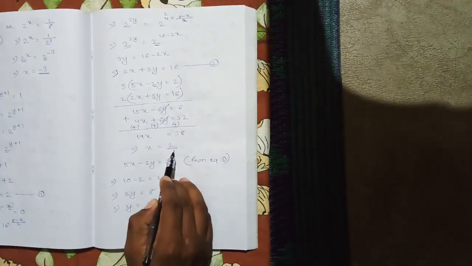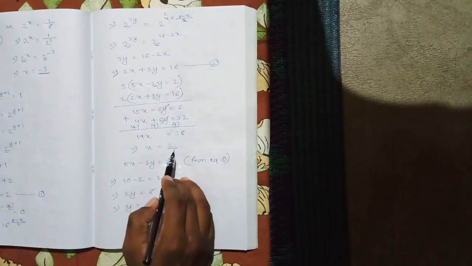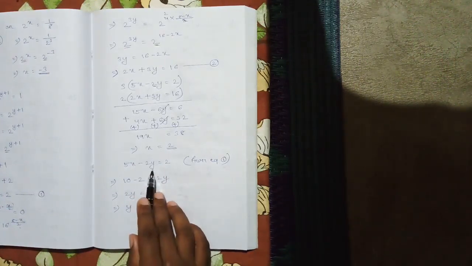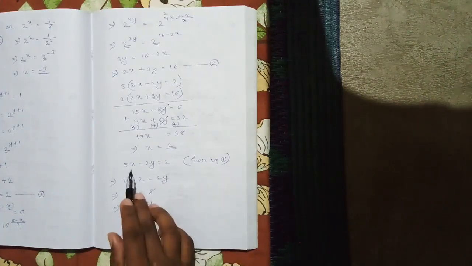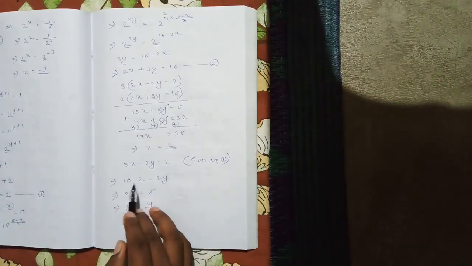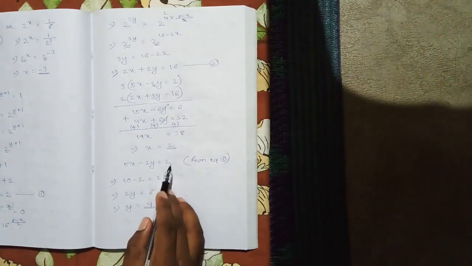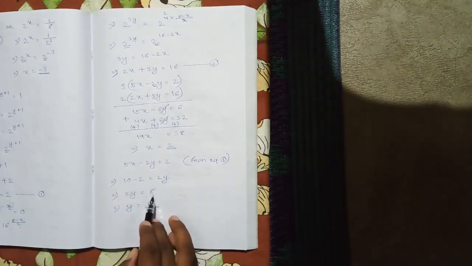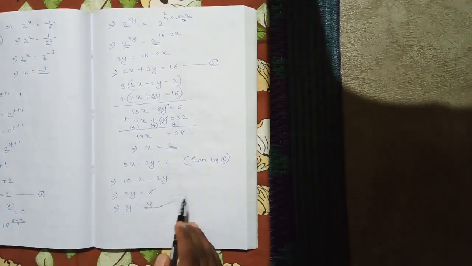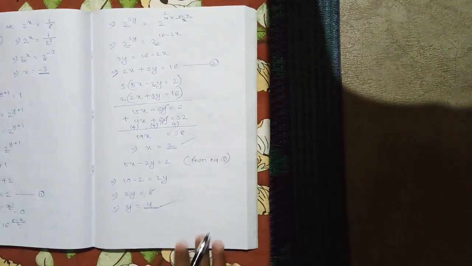Okay, we got the value of x. Now let us target the value of y. 5x minus 2y is equal to 2 from equation 1. 5x means 5 into 2, that is 10. 10 minus 2y is equal to 2, bring 2y to the right. So 10 minus 2 is equal to 2y, or 2y is equal to 8, or y is equal to 4. So this is the value of y, and this is the value of x.